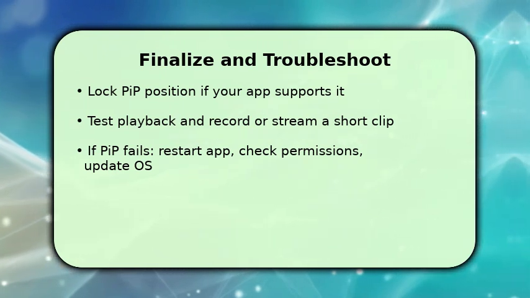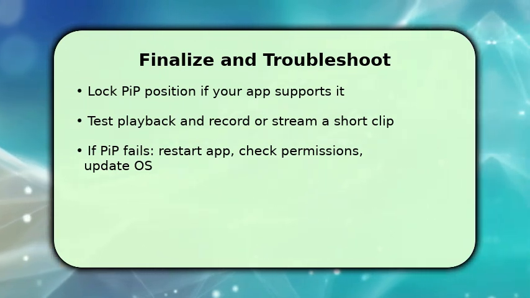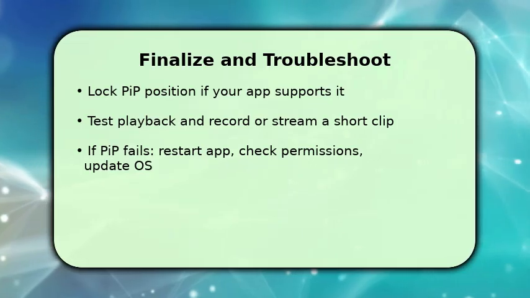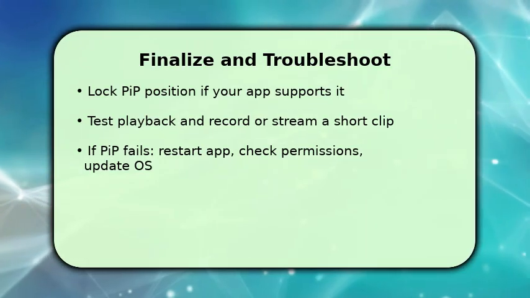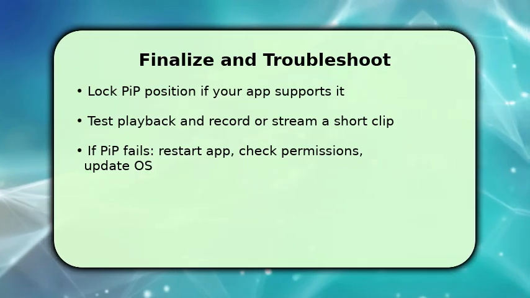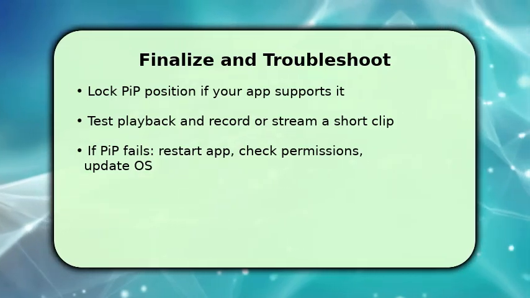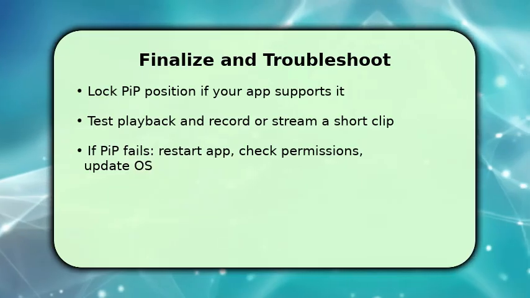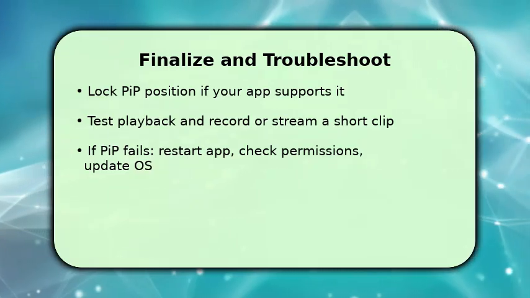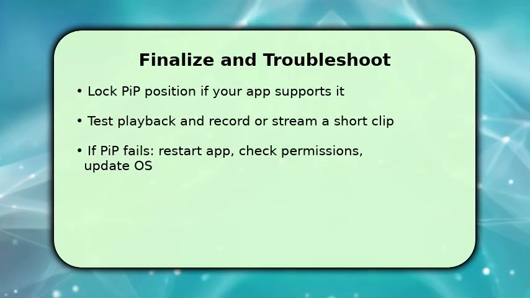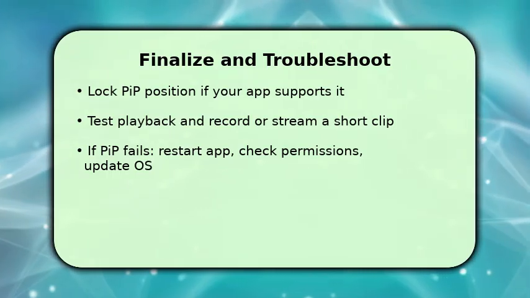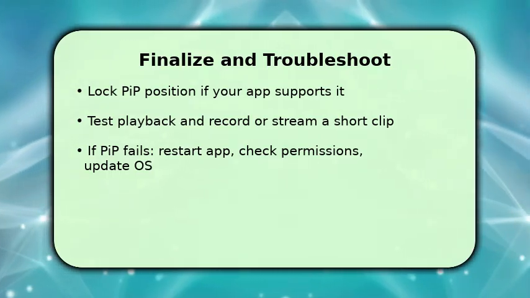You should run a quick test. Record or stream a 10-15 second clip to confirm visibility, audio mix, and performance. Save or apply any overlay presets for future use. If something goes wrong, restart the app, confirm Pi-P permissions, and update the operating system or app. These steps fix most failures and restore Pi-P functionality quickly.